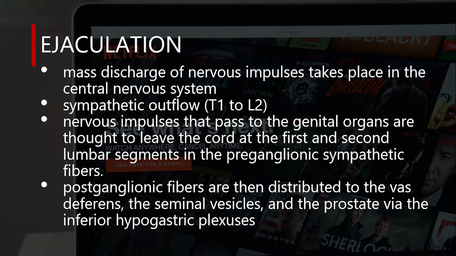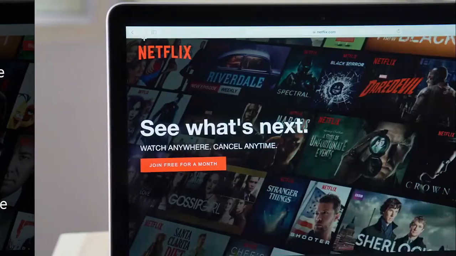And the mass discharge of nervous impulses takes place in the central nervous system. The sympathetic outflow is T1 to L2. Nervous impulses that pass to the genital organs are thought to leave the cord at the first and second lumbar segment to the preganglionic sympathetic fiber. The postganglionic fibers are then distributed to the vas deferens, the seminal vesicle, and the prostate via the inferior hypogastric plexus.